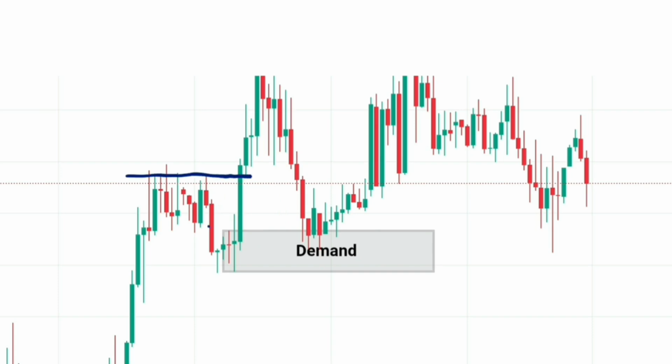Demand doesn't necessarily need to break structures, but the most important thing is the strength of the move. The strength of the move. And as you can see, this is a very fresh zone. It is a very fresh zone. That's why I marked it out as demand zone.